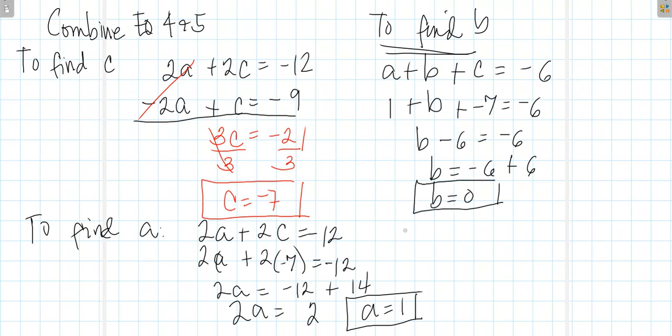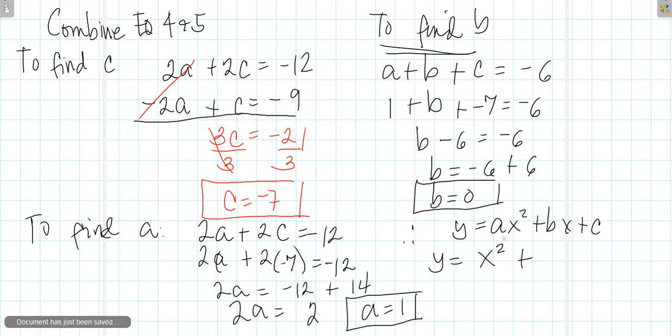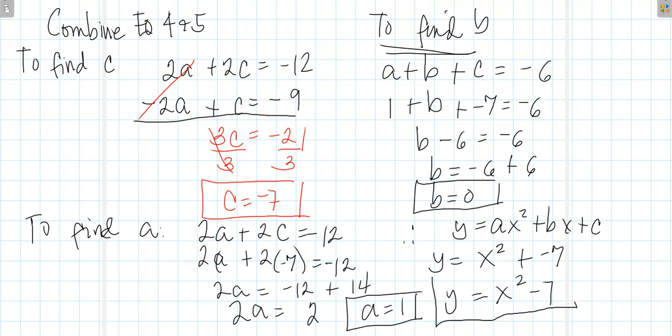Therefore, to plug in now to your standard form, your a is 1, then copy x squared. b is 0, no more b, plus your c is equal to -7. So therefore, y is equal to x squared minus 7. This is now your equation. Okay? So that's it. So next page.